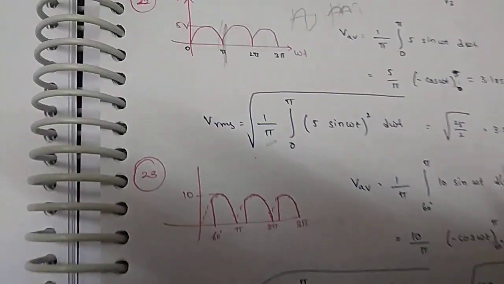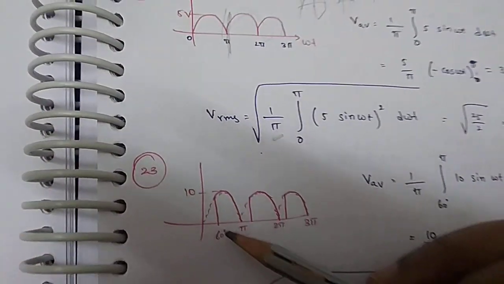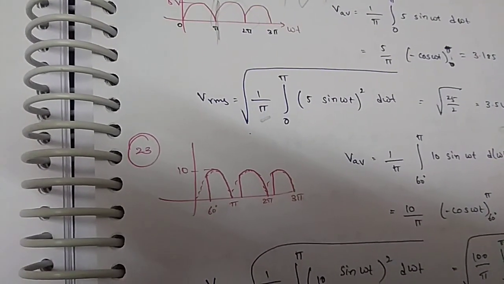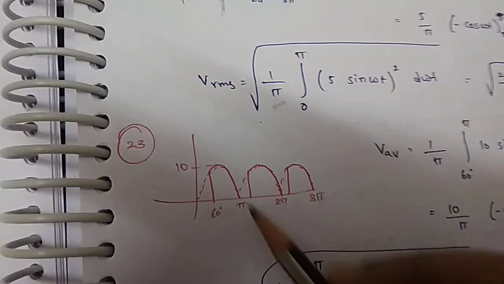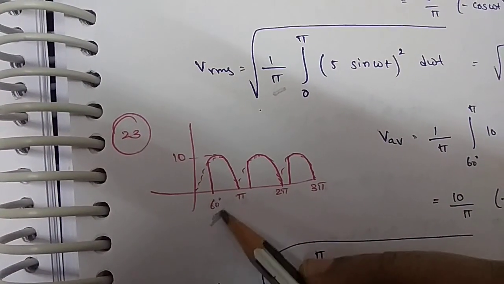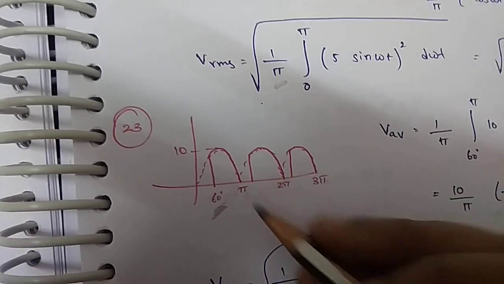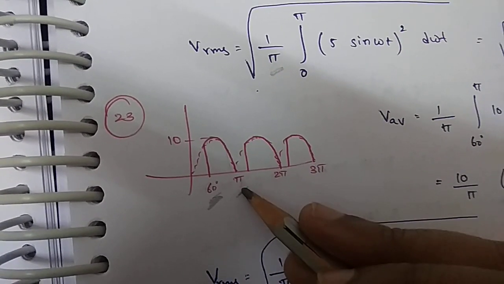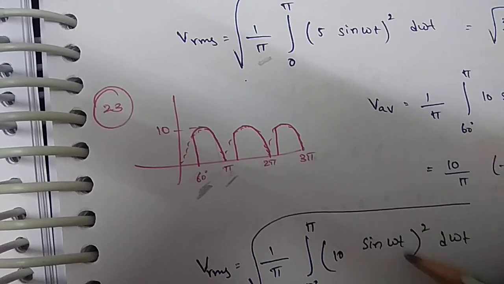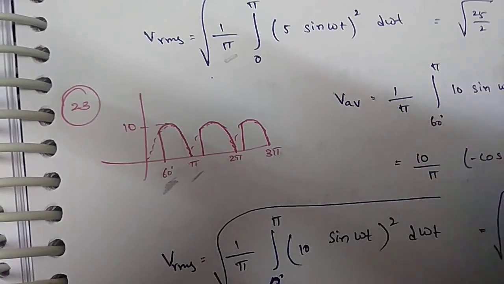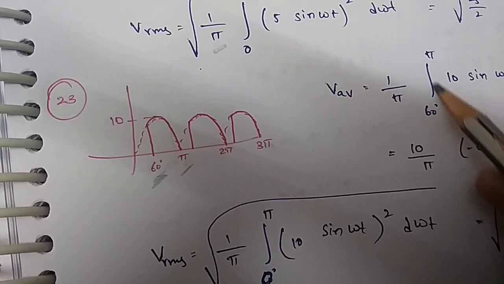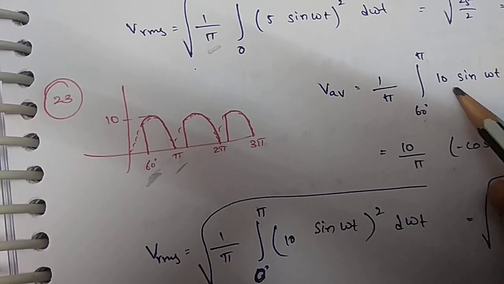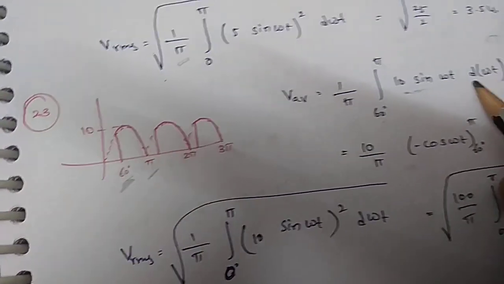Okay, this is the fashion here. Just observe this: instead of starting from 0, the waveform is starting from 60 degrees and ends at pi. If you belong to third year or final year students, you may understand this one, where this thyristor is switched on, I mean firing. So at 60 degrees your thyristor is switched on and it starts working and ends at 180 degrees. To calculate your average and RMS values, the complete cycle is up to pi, but the lower limit starts at 60 degrees and goes up to pi. And your waveform is 10 sine omega t dt.